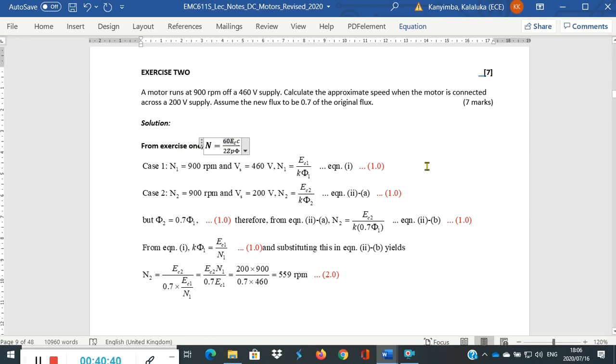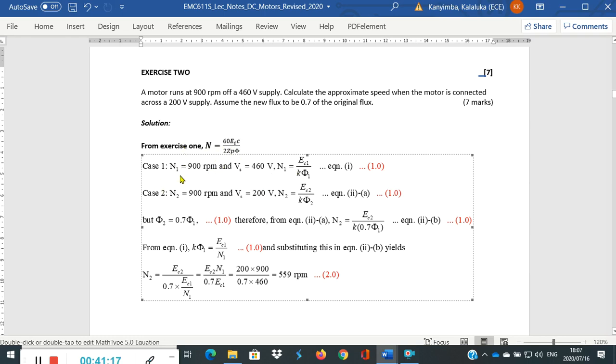We can write this as EC divided by K. The rest is a constant: 60 times C divided by 2 times Z times P. It doesn't matter how we write our constant, in the numerator or in the denominator, we get the same. In this case, I decided to write it in the denominator.